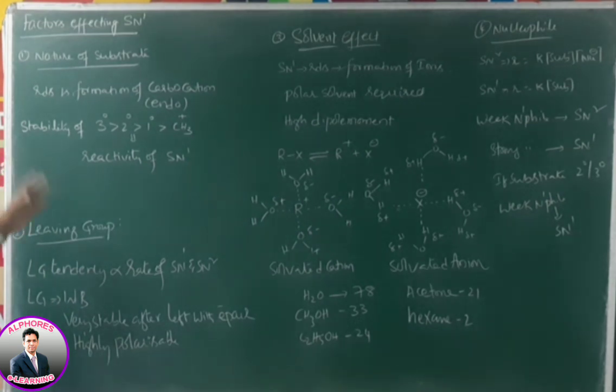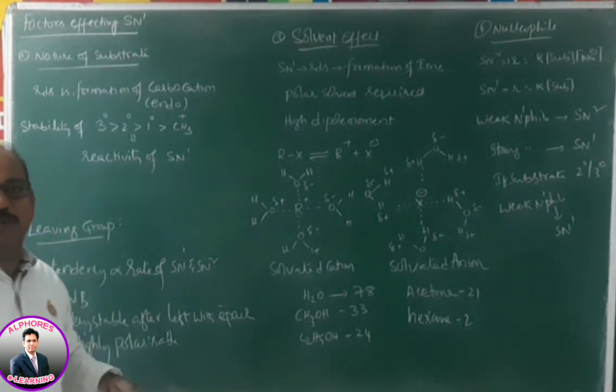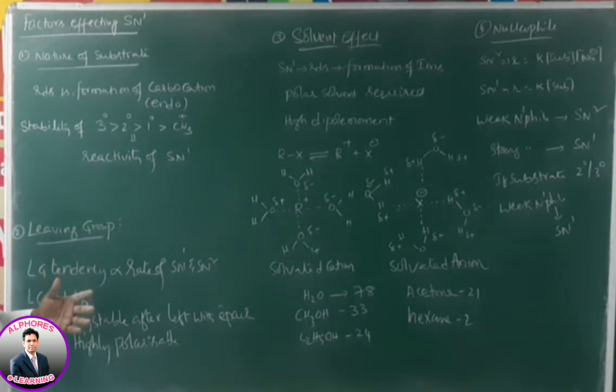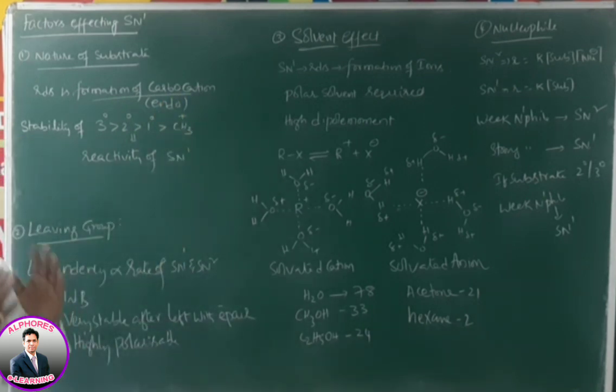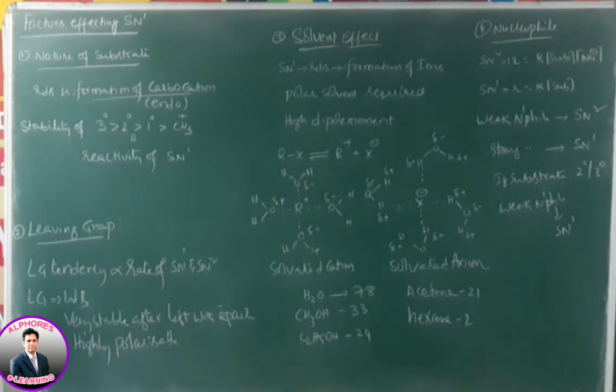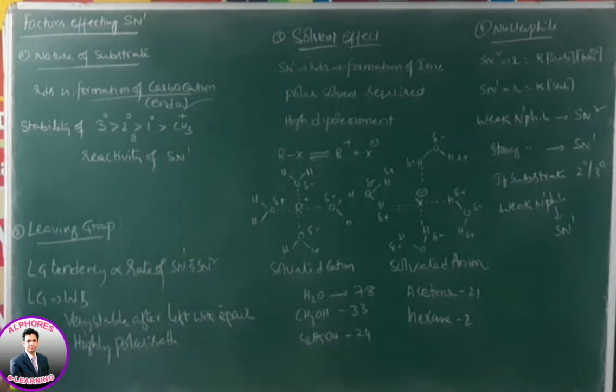SN1 reaction preferably proceeds via formation of a carbocation intermediate, and that formation of carbocation is a relatively slow step compared to the second or third steps. So slow step, rate determining step, is formation of carbocation. That formation of carbocation is a bond breaking step. For bond breaking we need to provide more energy. That's why we can say the first step is endothermic, meaning we have to supply energy for breaking the C-X bond. Ultimately you are getting carbocation.